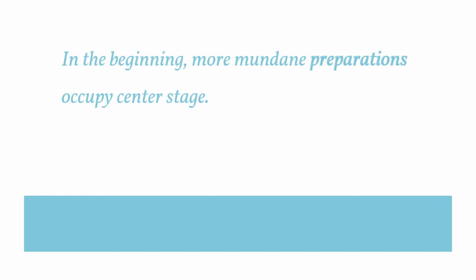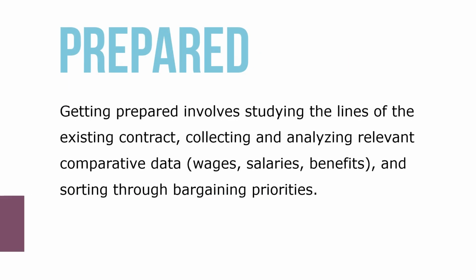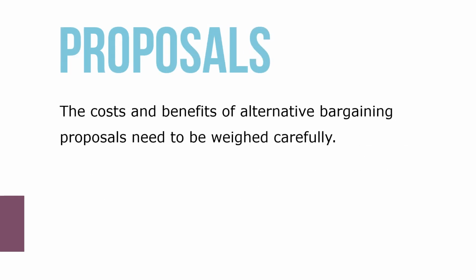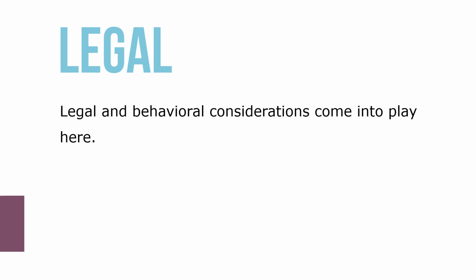In the beginning, more mundane preparations occupy the center stage of collective bargaining. Getting prepared involves studying the lines of the existing contract, collecting and analyzing relevant comparative data like wages, salaries, and benefits, and sorting through the bargaining priorities. Bargaining strategy needs to be clarified. The costs and benefits of alternative bargaining proposals need to be weighed carefully. Legal and behavioral considerations come into play here.